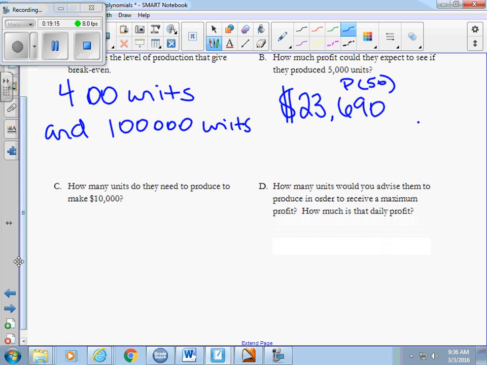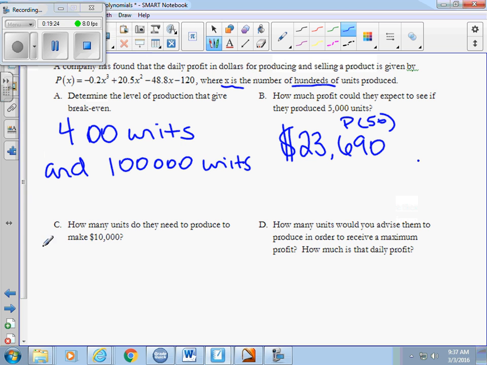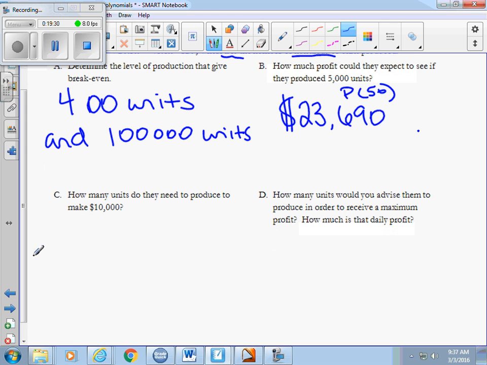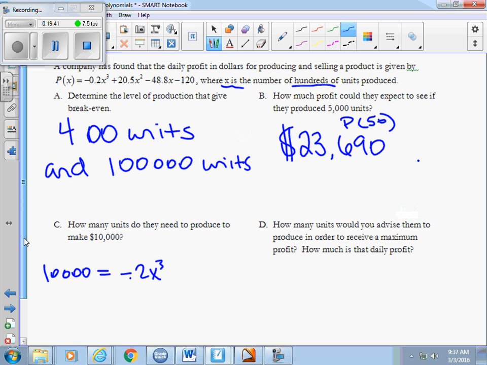How many units do they need to produce to make $10,000? How can I do that? How will I work that problem? What is 10,000? Where does it go? P, right? So 10,000 equals negative 0.2x cubed plus 20.5x squared minus 48.8x minus 120. What are my options for solving this equation?